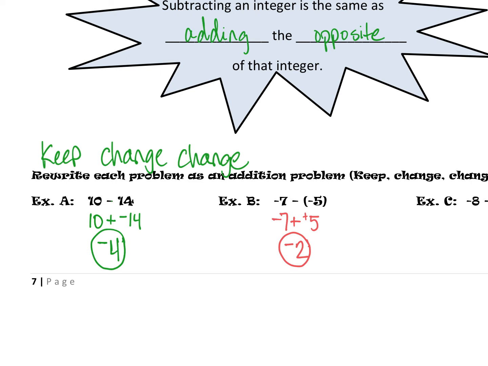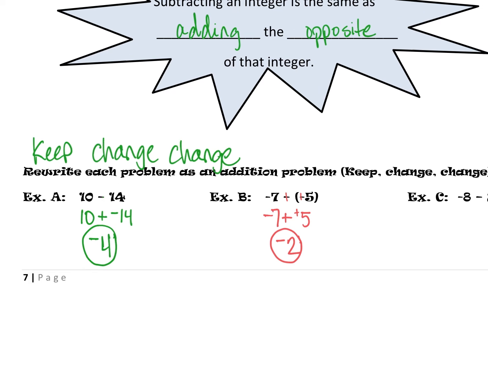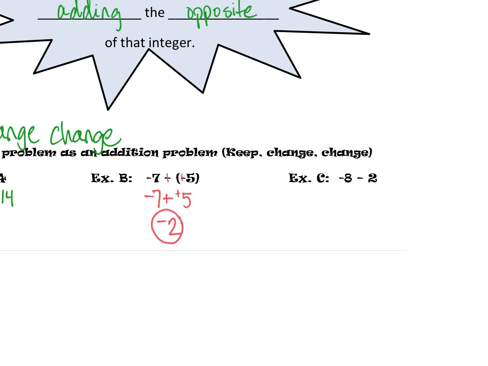Negative 7 minus a negative 5, but I like to say minus a minus becomes plus a plus. I always teach my kids chop, chop. When it's minus a minus, we go chop, chop, plus, plus, and we're at negative 2. Let's try one more example. Example C.